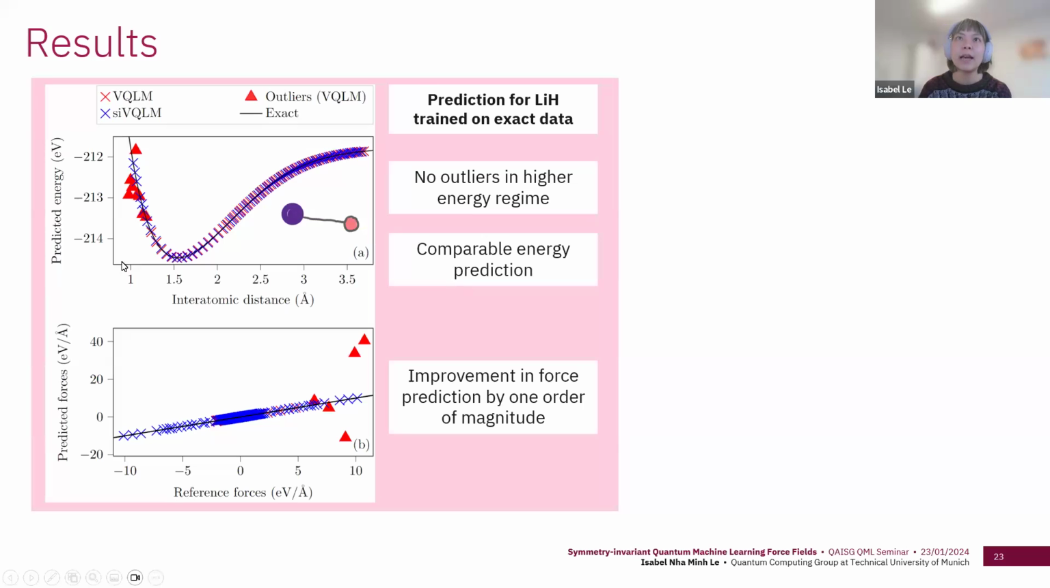And so here on the left side, you can see in the upper panel, the energy prediction for both models. This is just the energy against the interatomic distance for better visualization. And then in the lower panel, you can see the force prediction, where it's just the reference forces against the predicted forces. So it should lie on one line, right? And you can see that the generic model was not able to learn the energy over the total reference data range. So you can see these red triangles, which show us some outliers in the higher energy range.